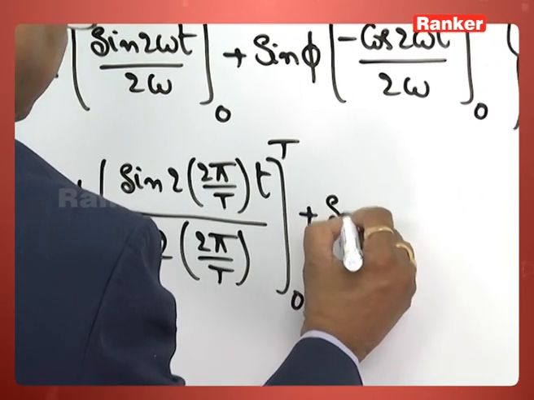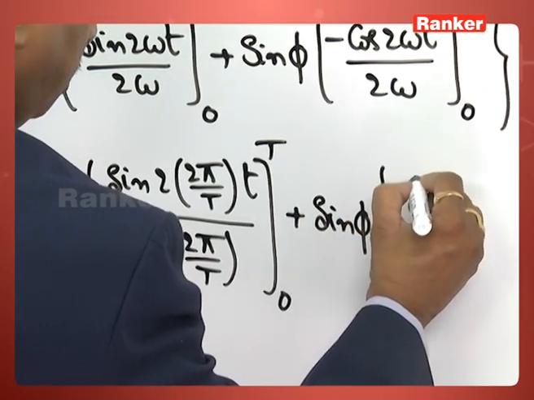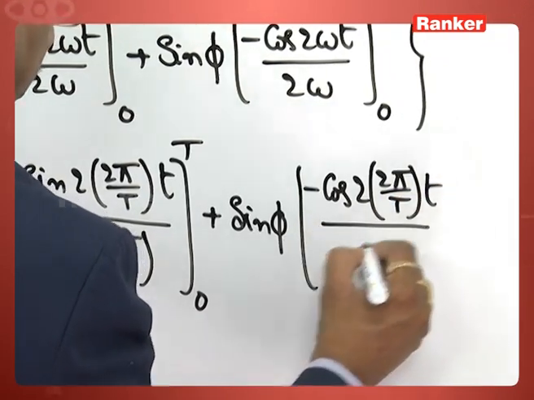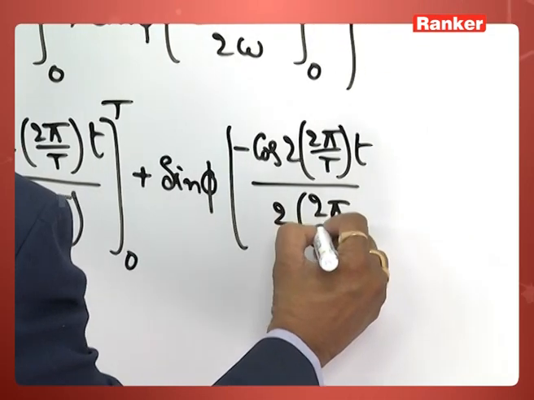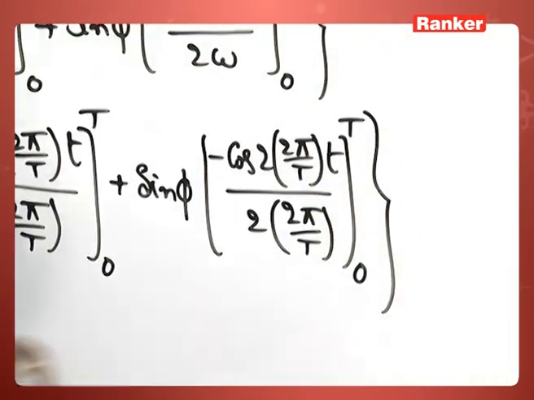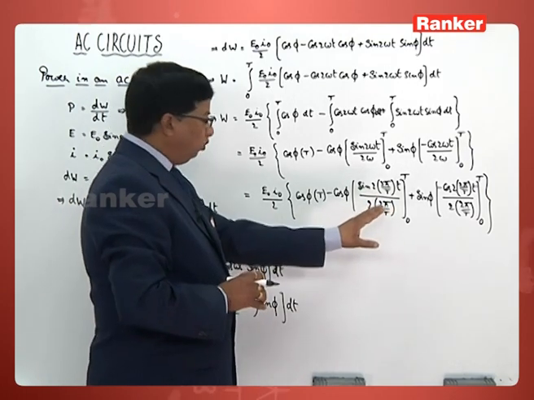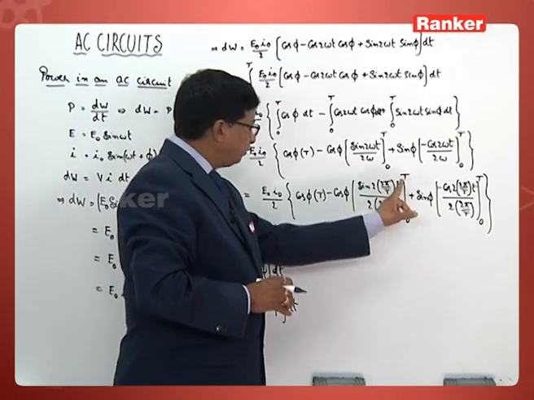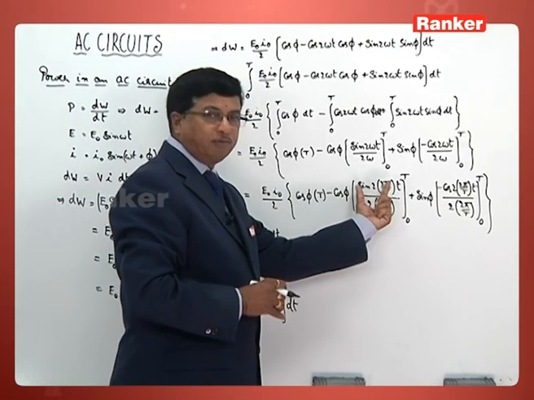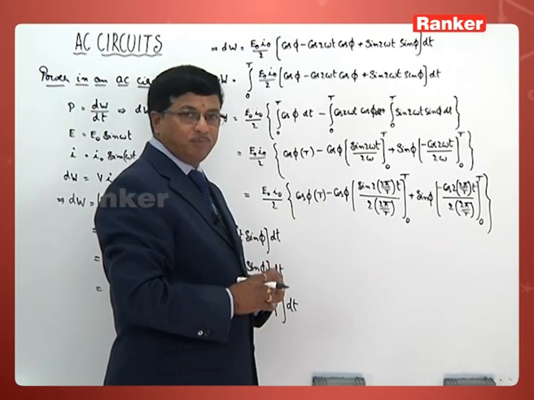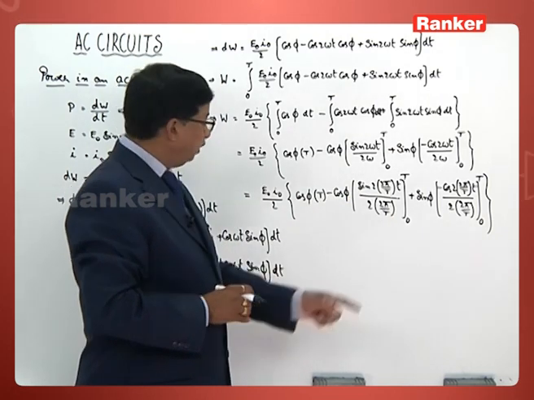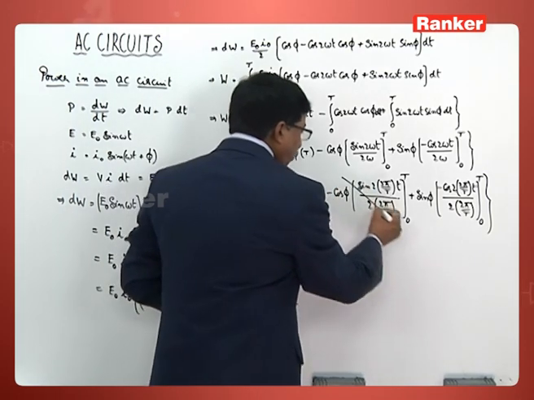Plus sine phi into minus cos 2 into 2 pi by capital T into small t by 2 into 2 pi by capital T between the limits 0 and t. If you carefully observe this one, this upper limit when I substitute here, t gets cancelled, you are left with the sine of 4 pi, which will be 0. Lower limit when I substitute there, that directly becomes sine 0, that also is going to be 0. So this total value will be 0 now.